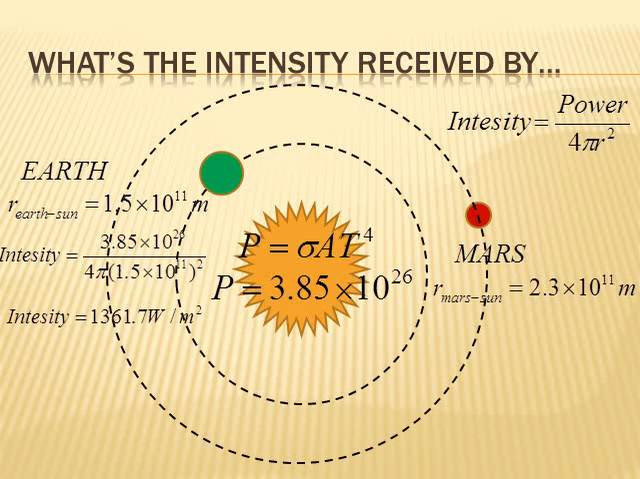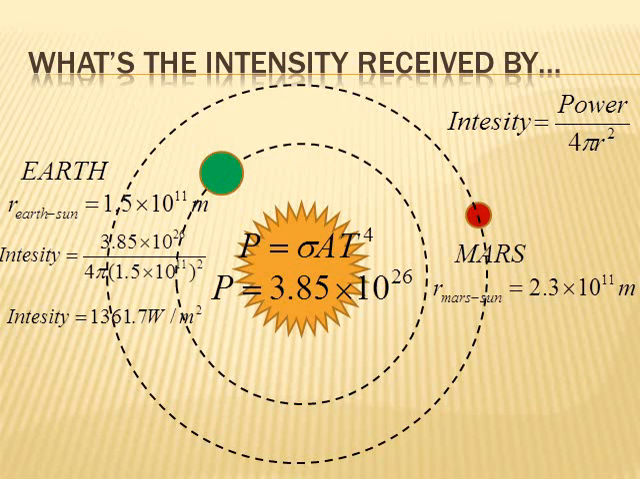1,361 watts per square meter. That means there are 1,361 joules of energy hitting the Earth every single second per square meter. This isn't the total energy hitting the Earth. This is how much energy is hitting the Earth every second for just a square meter of area. There's actually a lot more energy hitting the Earth because the Earth is very large. This is the intensity, or power per unit area.